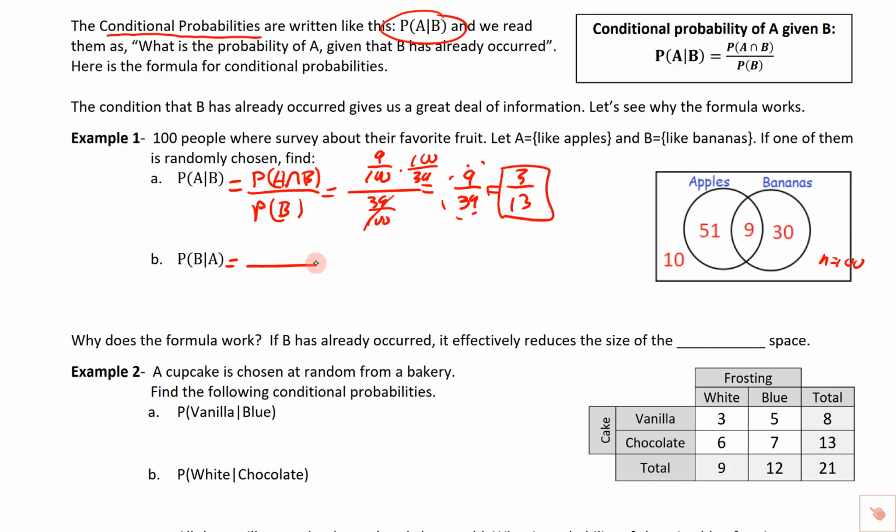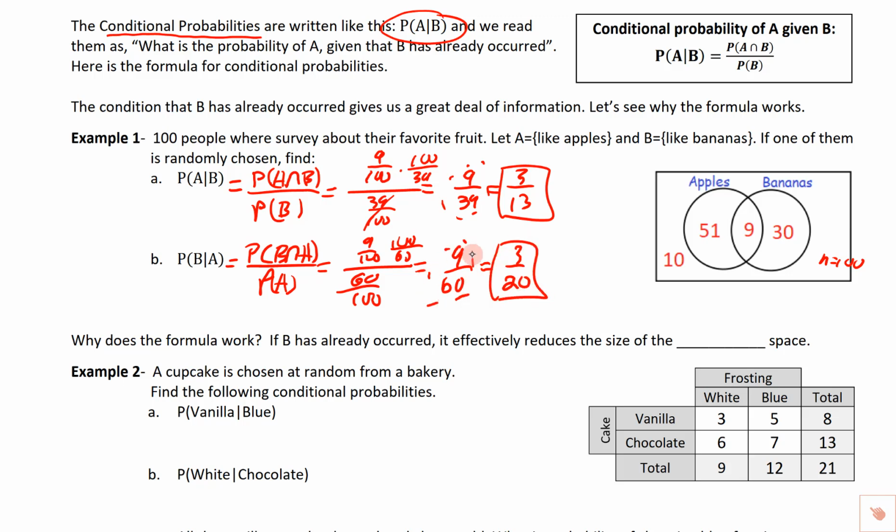So if we set this up using the formula, it's this. The probability of B intersect A, we're going to switch the order there, divided by the probability of A. This one's pretty easy. The probability they like apples, 60 out of 100. Probability they like bananas and apples, that's going to be the 9 out of 100. So again, I'm going to take that and flip it over. 100 on the top, 60 on the bottom. So I have 9 out of 60, which I can reduce to 3 out of 20, and this would be the answer. But again, I'm going to keep that around.